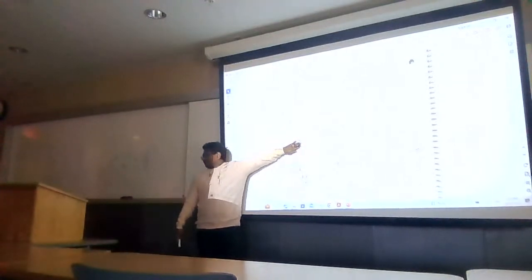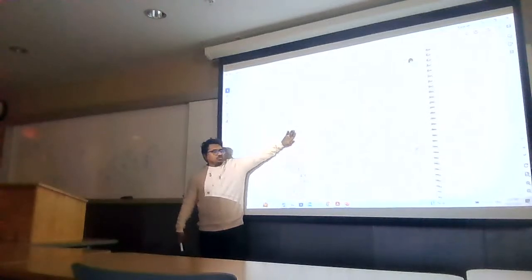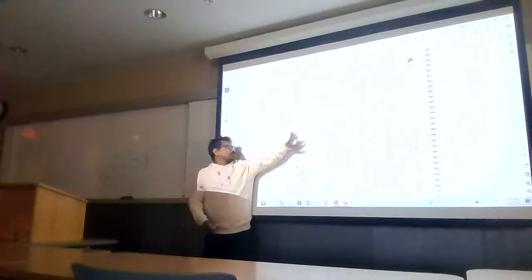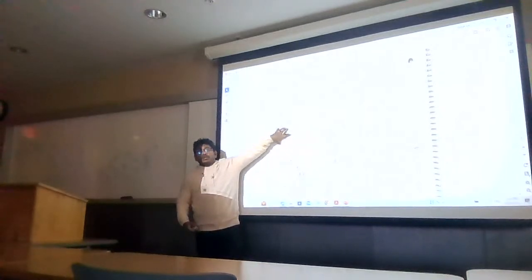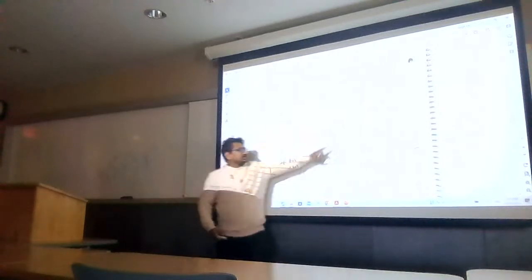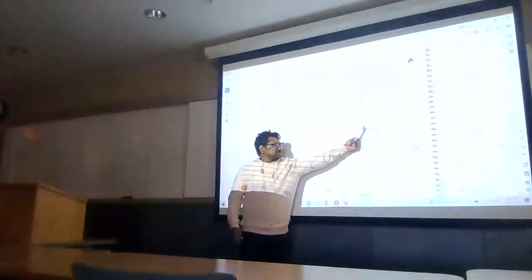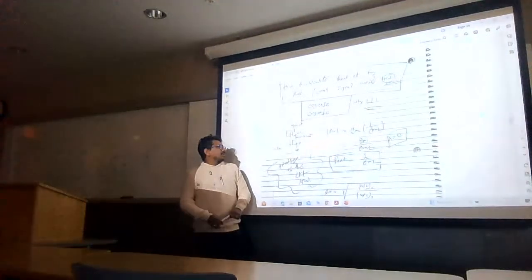If you just draw this diode connected device and do the small signal analysis, you will find that the output resistance, or the equivalent resistance, of a diode connected device is 1 by GM. So you have to go and study the small signal model for that.